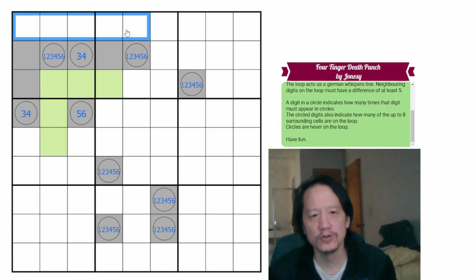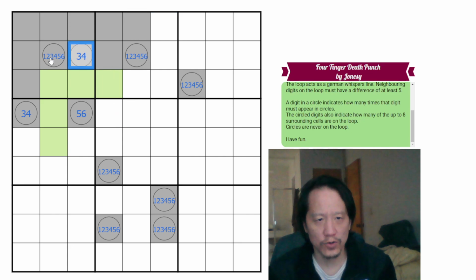None of these could be on the loop because it can't enter and then exit to get on the loop. Therefore, this is 3 or 4. This has to be 2 then. Since this is 2, we know this has to be 3 and 5 then. So this is 3, and this is 3, and this is 5.